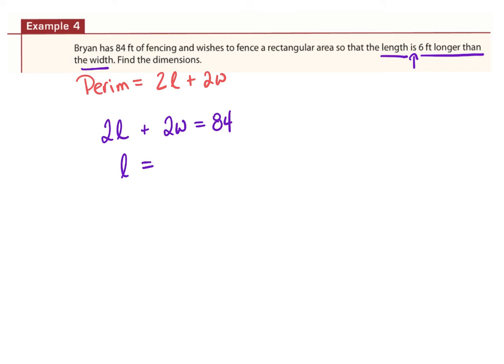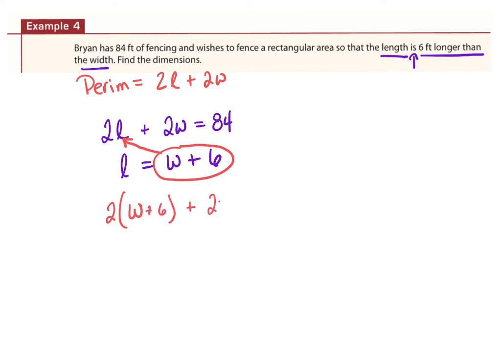W plus 6, or 6 plus W, yes. Take the width, they want 6 more feet. They already have a variable by itself, do they not? Yes. So I can go straight to my substitution. I can take this group and I can replace it in this equation for L. 2, instead of L, I'm going to write that group, W plus 6, plus 2W equals 84. I am going to distribute. 2W plus 12 plus 2W equals 84.